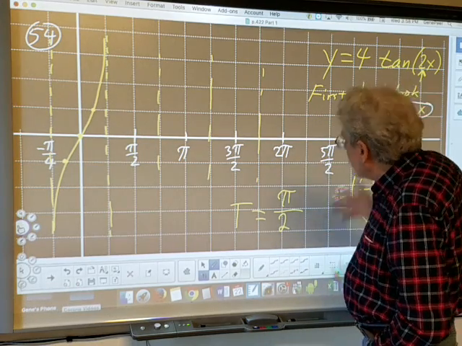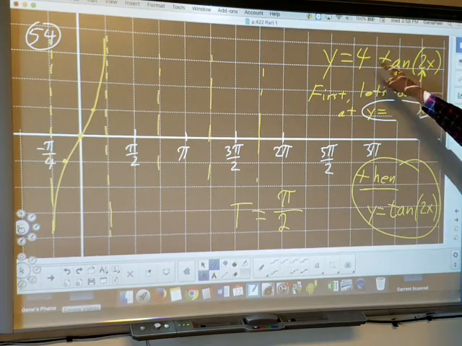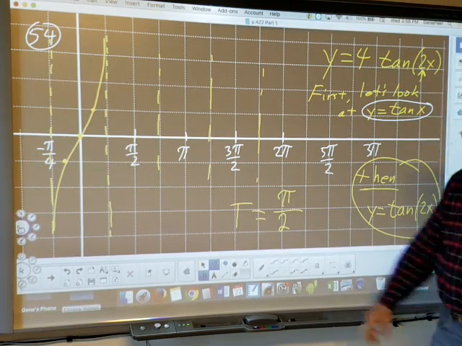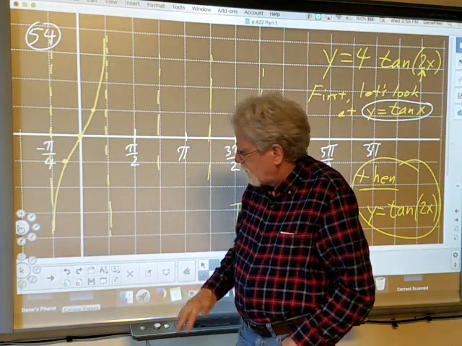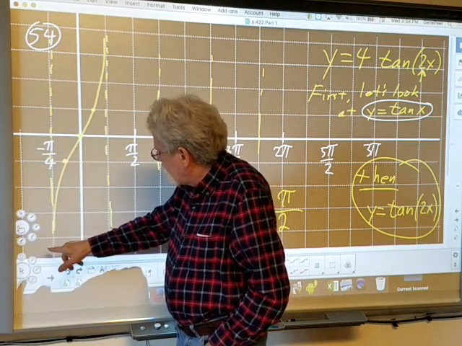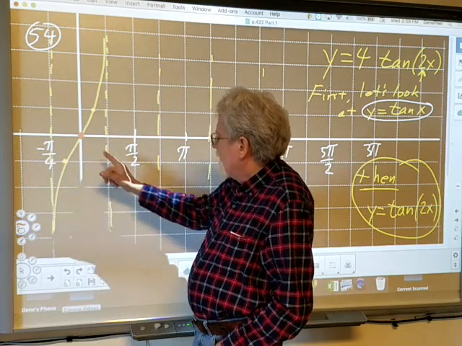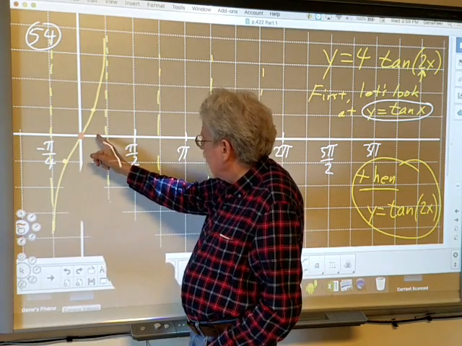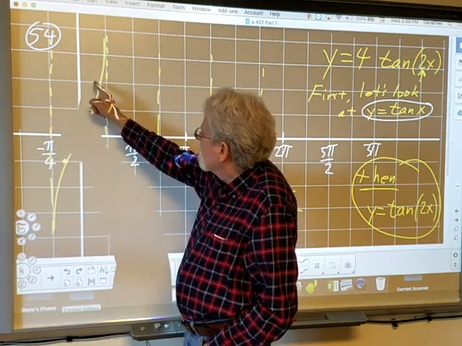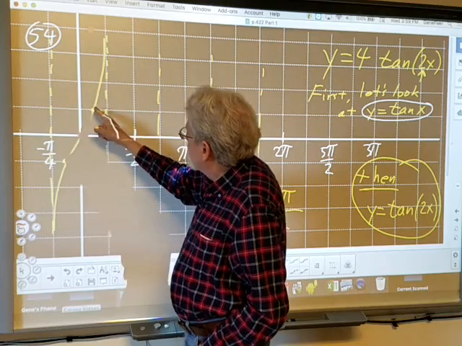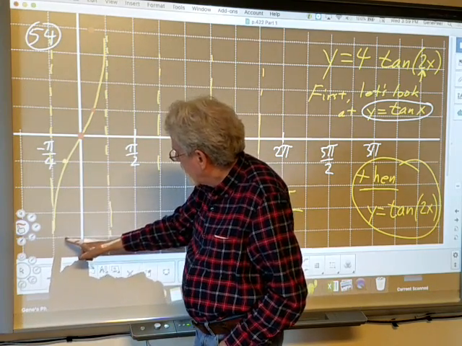But that is still not what we have. We don't have tangent of 2x. We have 4 times the tangent of 2x. What does that mean? They're just trying to make your life miserable. I won't be this mean to you on the test. What this means is that it still goes through 0, 0, but instead of going through 1 at an eighth pi, it goes through 4. This point just moves up 4. This one moves down 4.